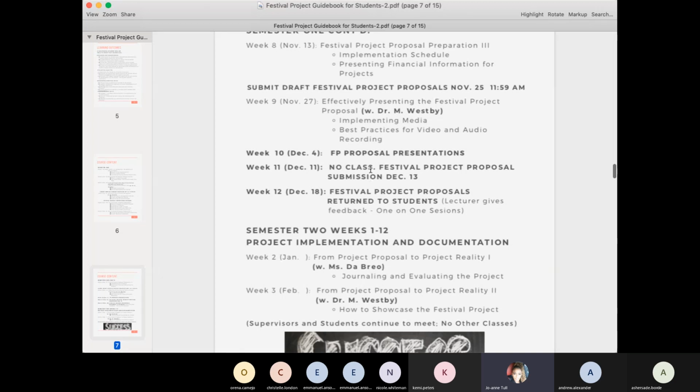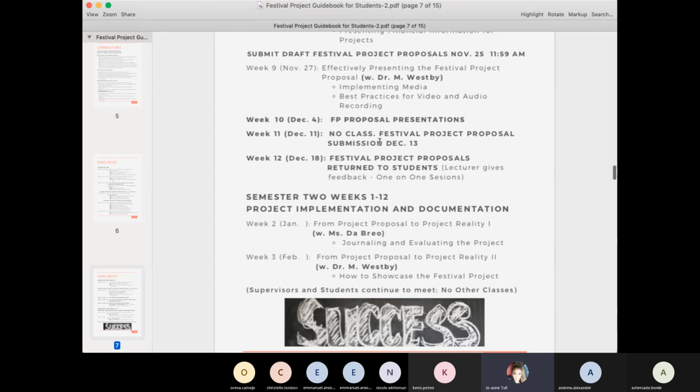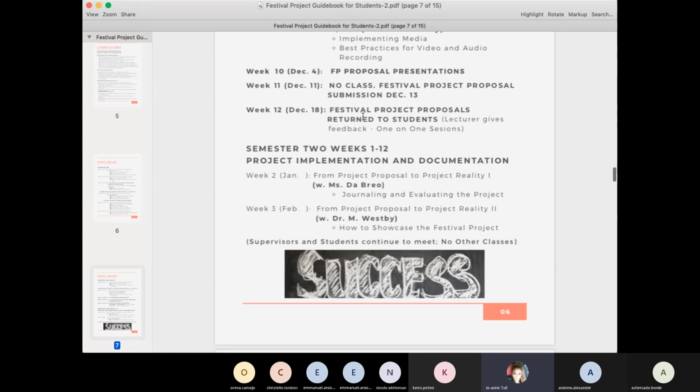Westby, and you will not have a class then the following week because you will take the time then to beef up, give the final touches to your proposal, which you would then submit on week 12. So that is the last thing that you will do.